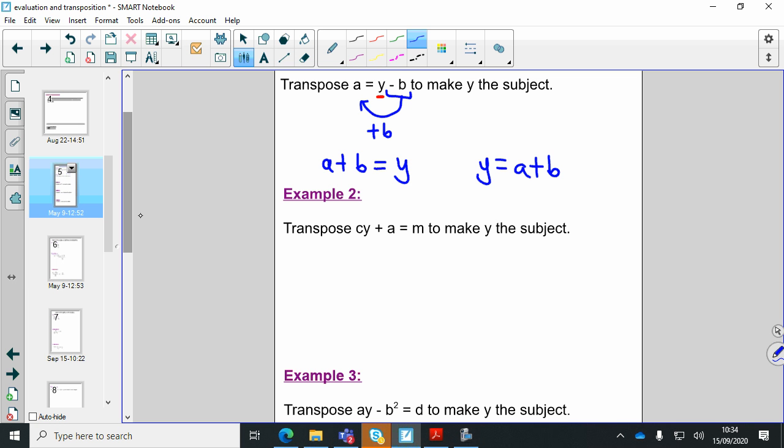So with this one, what you need to think is what is closest to y? Well, in this case, it's the c. That means that that is going to come across last because it's kind of got the strongest bond with y. So we want y to be by itself. So the first thing we're going to do is bring this a across. And because it's plus a on the left hand side, it's going to become minus a on the right hand side.